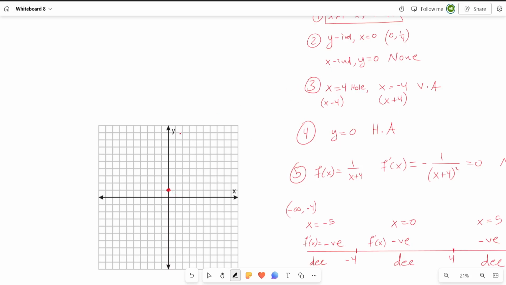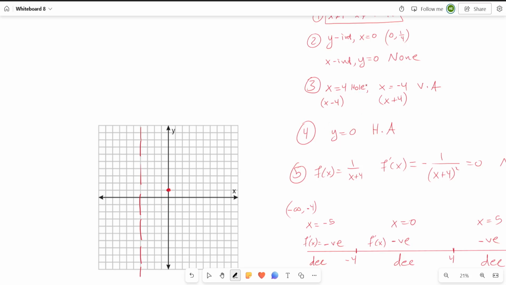Our vertical asymptote was at x equals minus 4. So let's say minus 1, 2, 3, 4. This line over here is a vertical asymptote, and we had a hole at x equals 4. So 1, 2, 3, 4. We have a hole over here, so we know that we're going to continue the function normally, and when we reach x equals 4, we're just going to put a hollow circle.